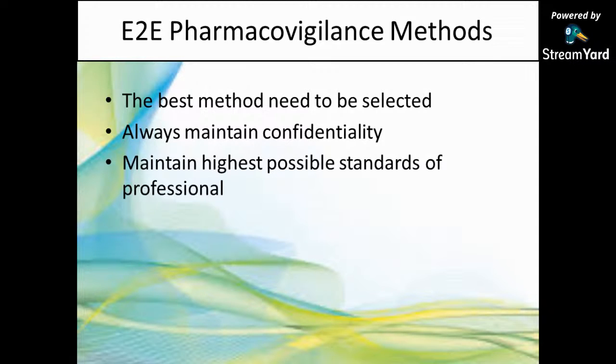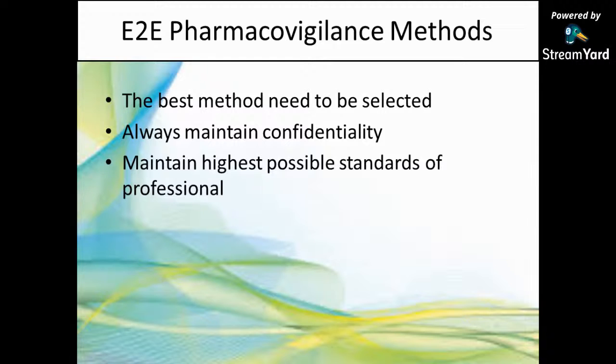Next rule or next guideline given by the E2E is to always maintain the confidentiality of the report. Okay, so patient confidentiality and reporter confidentiality need to be maintained, as well as maintaining the highest possible standards of the profession. Okay, so these are some of the guidelines given by the ICH E2E pharmacovigilance method.